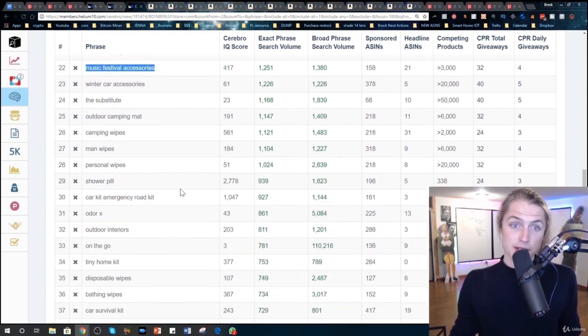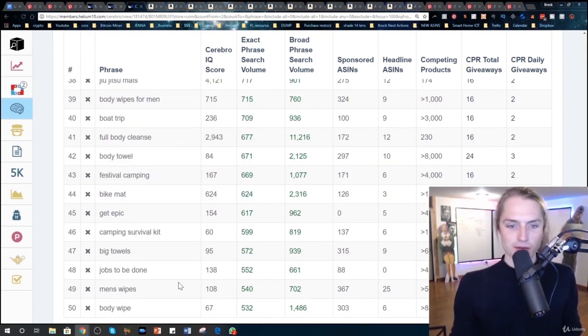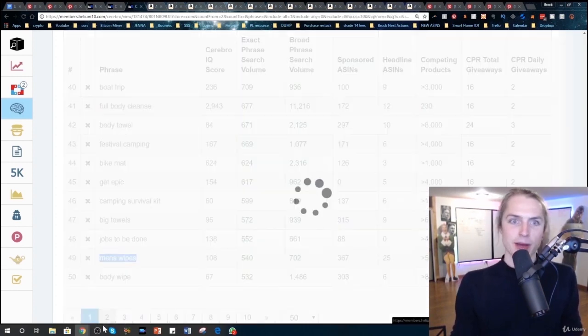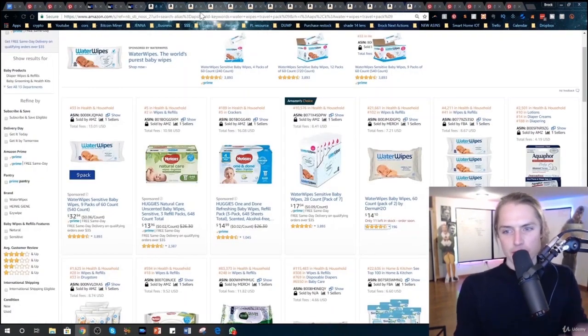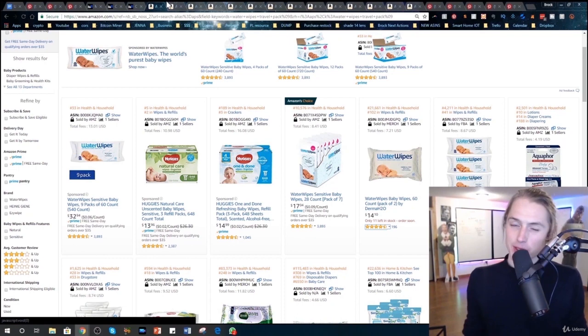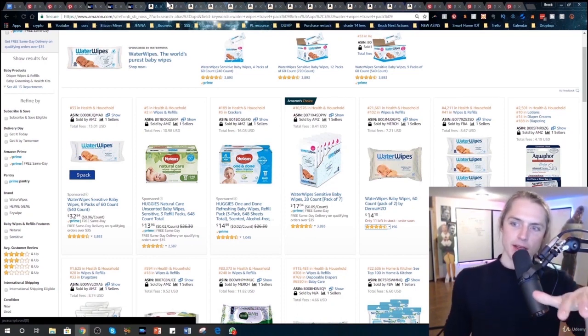Music festival accessories. Oh, okay. Yeah, you see, that could be pitched at, everybody needs those at music festivals. That would be a pretty good way to pitch it, actually. Festival camping, car survival kit. It's not a bad idea. Body towels. What else is there here? Yeah, this could definitely be repackaged and pitched to people at music festivals. More so, just anybody who's doing camping.